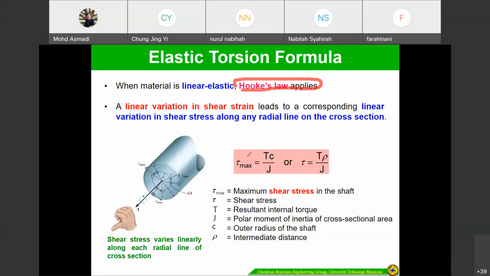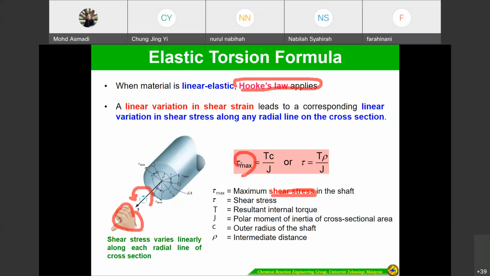We have to consider whether it is clockwise or counterclockwise, depending on the thumb rule. This is the thumb rule, and here it is counterclockwise. Whether clockwise or anticlockwise, positive or negative, I will explain later. So this is the maximum shear stress.